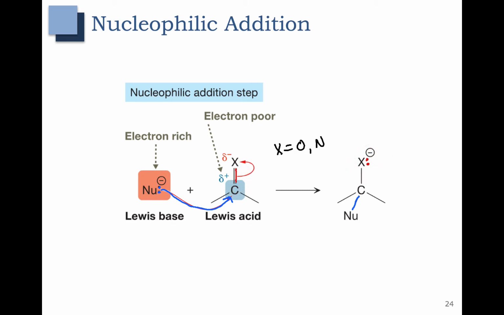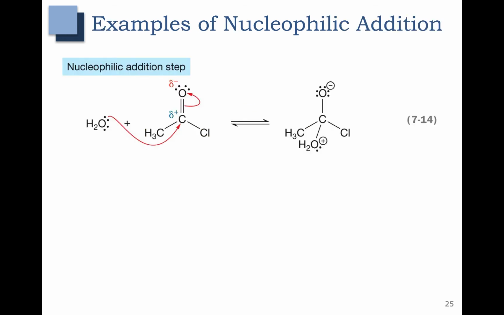the X group. One key thing here is we have to have something that's basic or nucleophilic reacting, and the double bond that we're reacting has to be carbon double bonded to a non-carbon atom. Let's look at an example.